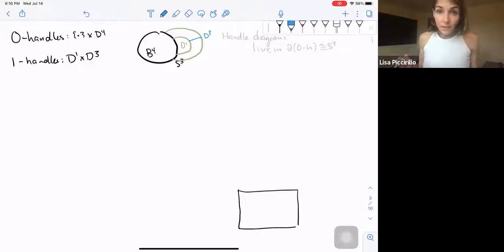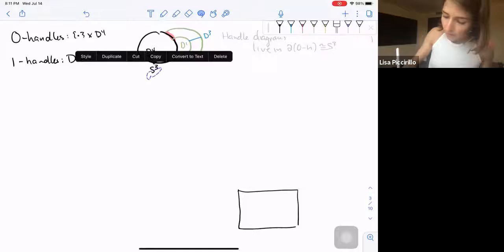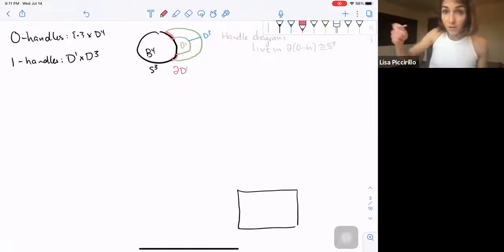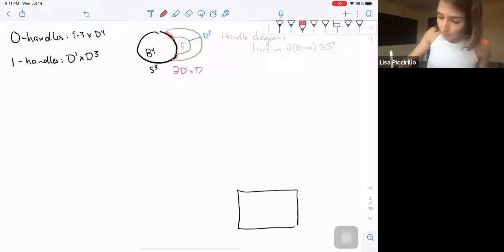So when I want to tell you, hey, why don't you attach a one handle to the 4 ball, the picture you're going to try to draw is in S3. It's in this boundary of the 4 ball. So the only thing we can really draw of this one handle is the part of the one handle that hits this S3. And what is that? Well, it's just like the feet of the one handle right here. So what are these feet? Well, these feet are the boundary of our important direction. And then of course they're thickened up.